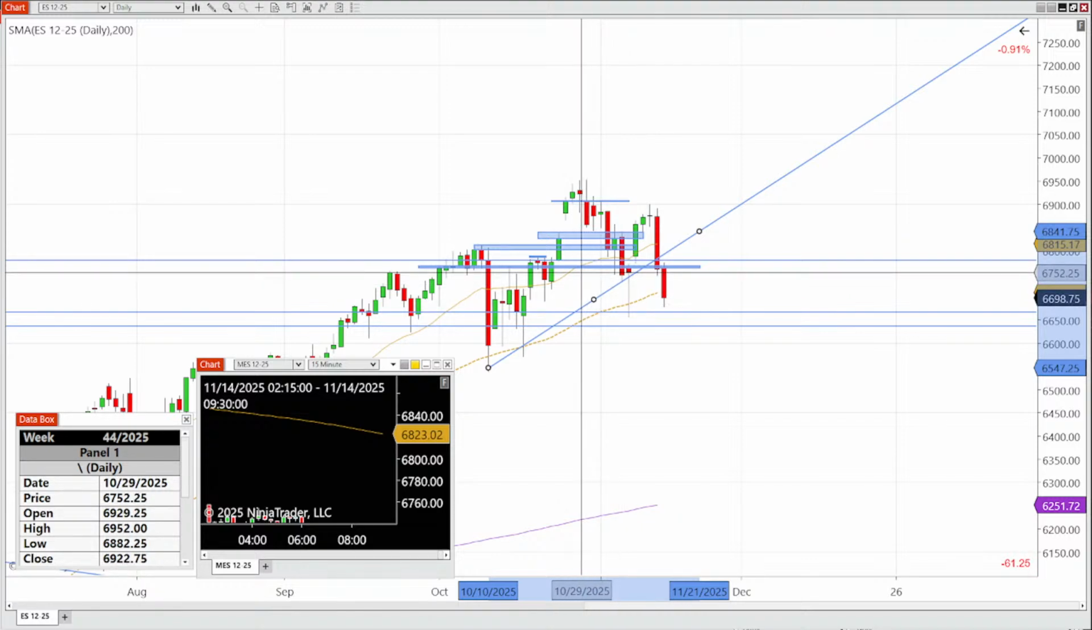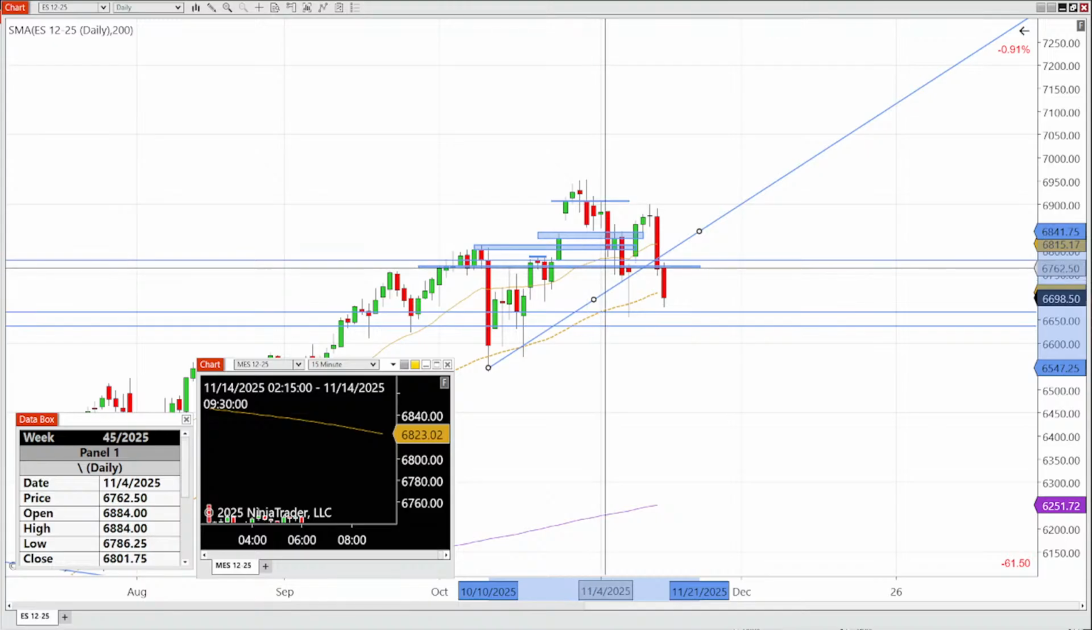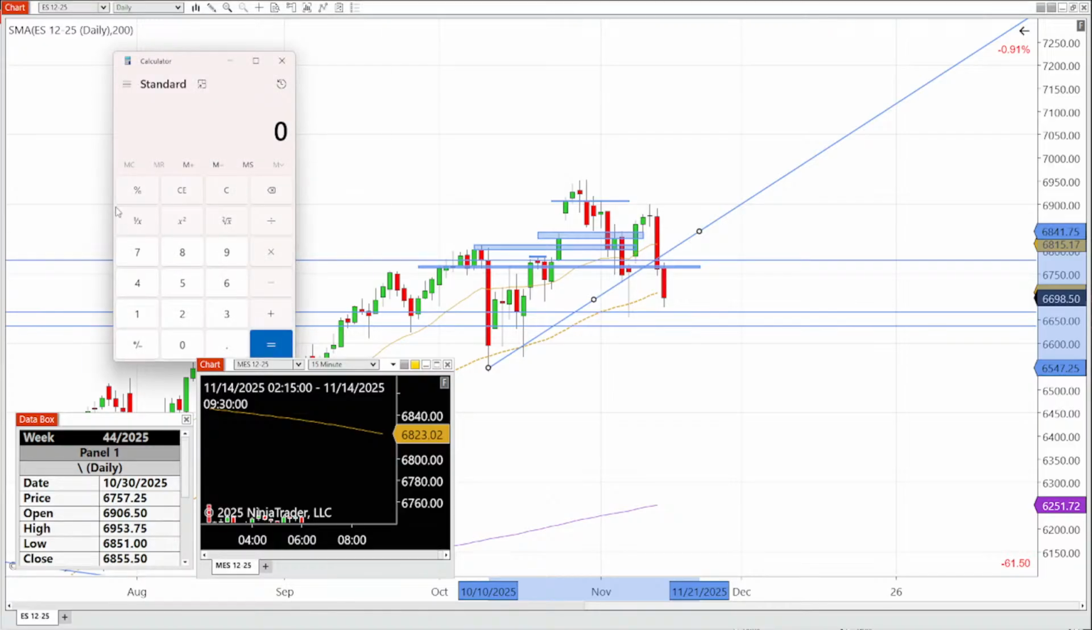So we got the high. Let's see which one is higher. The high is 53.75. We're just going to keep it round 53. Okay. Can I keep this on top? Don't think so, but let me see something. Okay, we can still do it. Okay, so the high here is 69.53.